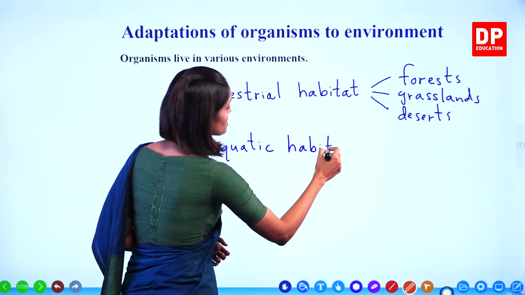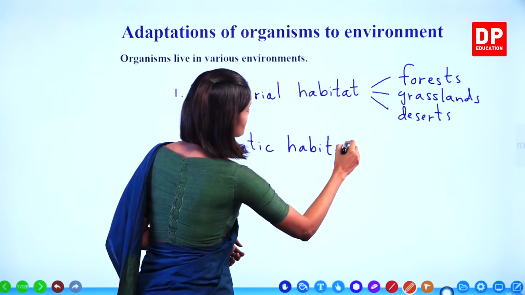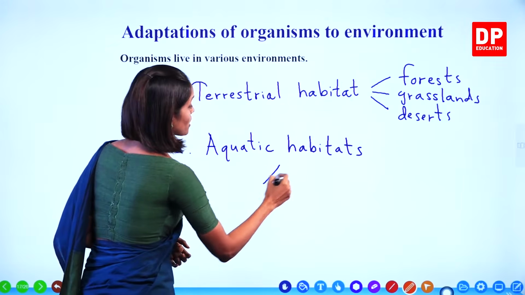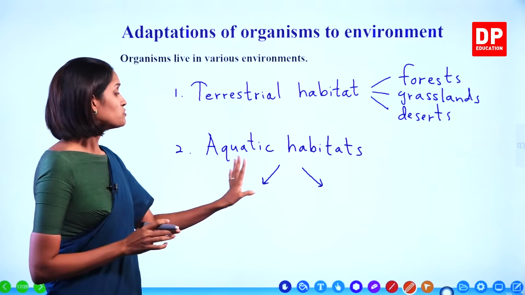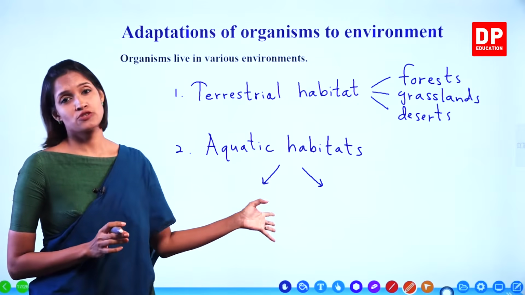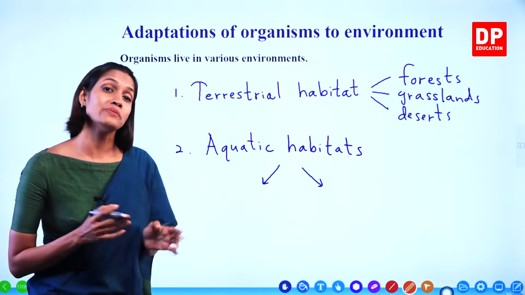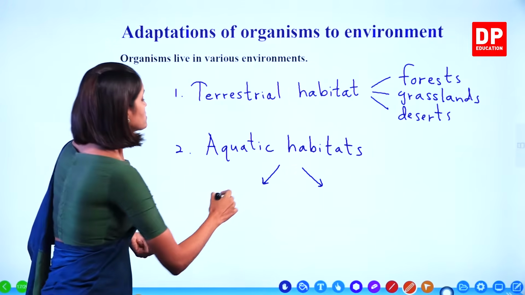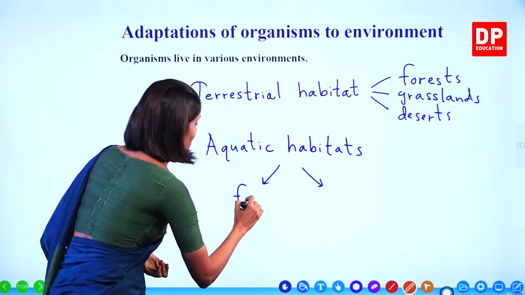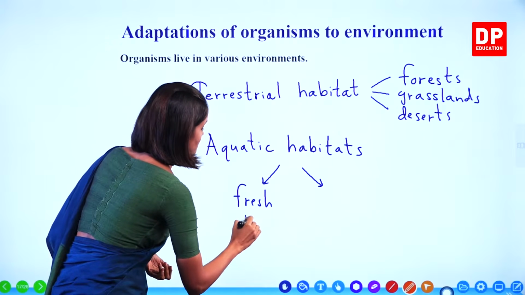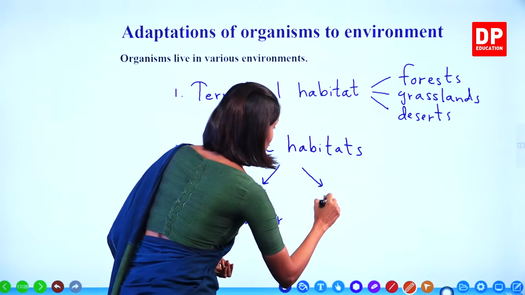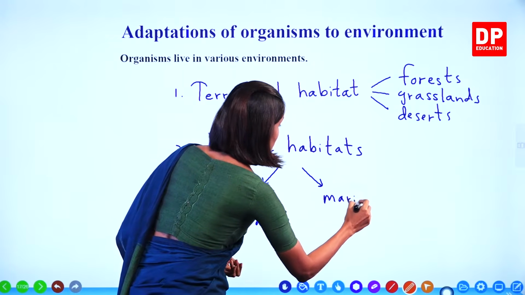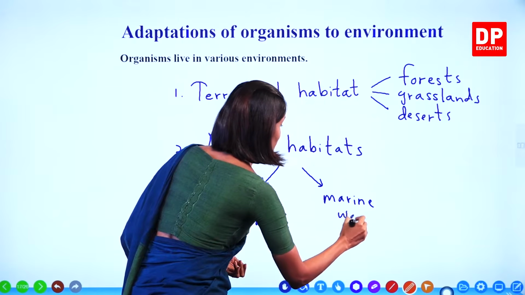So, what are the different types of aquatic habitats? You all know that when it comes to aquatic habitats, what are the examples? You know that some animals live in fresh water, some other animals live in marine water, right? So, freshwater habitat. Okay, and we can write marine water. Marine water.